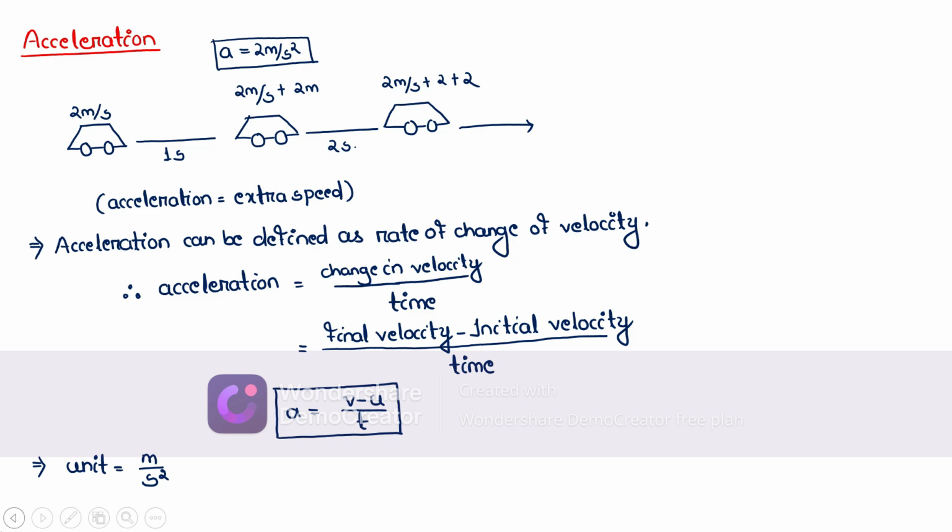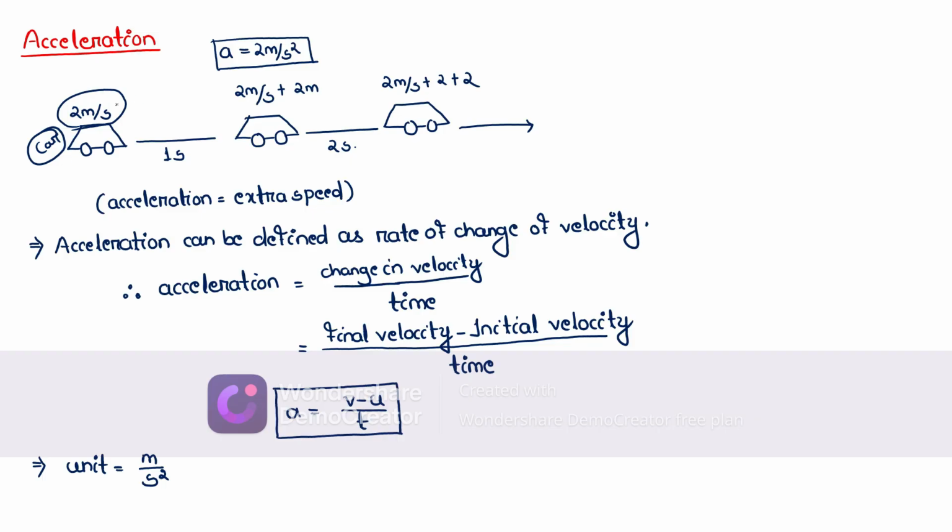Next thing is acceleration. Acceleration can be defined as the rate of change of velocity. What is rate of change of velocity? Just look at this diagram. As you can see, here is a car. Consider it is a car. It is moving with a speed of 2 meter per second. It is moving 2 meter per second within 1 second.